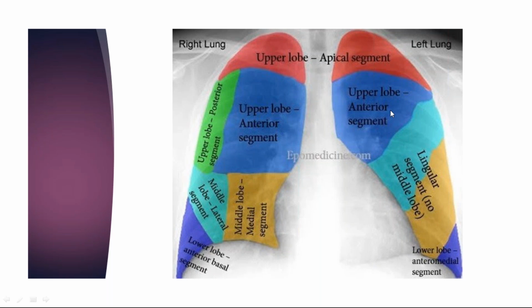And coming to the left lung, there are only two lobes, and the upper lobe contains the apicoposterior segment. Here in the right lung, we will be having posterior segment and apical segment separately. While coming to the left side, these two are fused, and it will appear as the apicoposterior segment and the anterior segment. The lingular segment is not considered as a middle lobe. And next, this is the lower lobe.